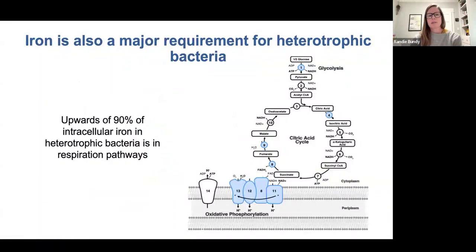But iron is also a major requirement for heterotrophic bacteria as well. And we've been a little less focused on this, I would say, overall in the field of trace metal biogeochemistry, at least. But heterotrophic bacteria tend to use iron mostly in respiration pathways. From the estimates we have, we think that upwards of 90% of their intracellular iron is used in functional proteins in the citric acid cycle. So they also need iron along with phytoplankton.